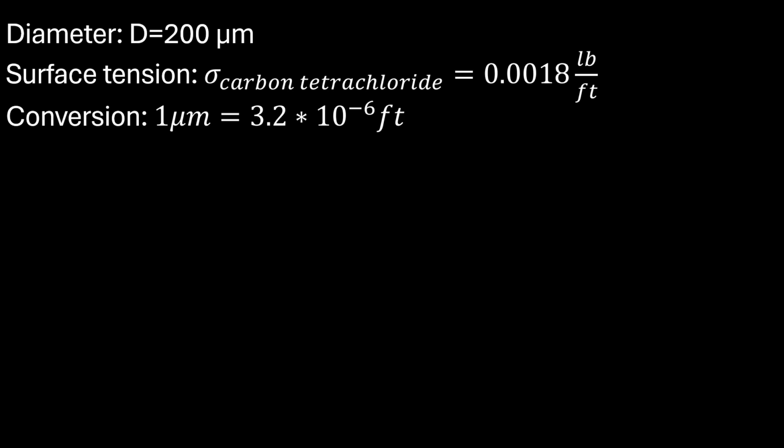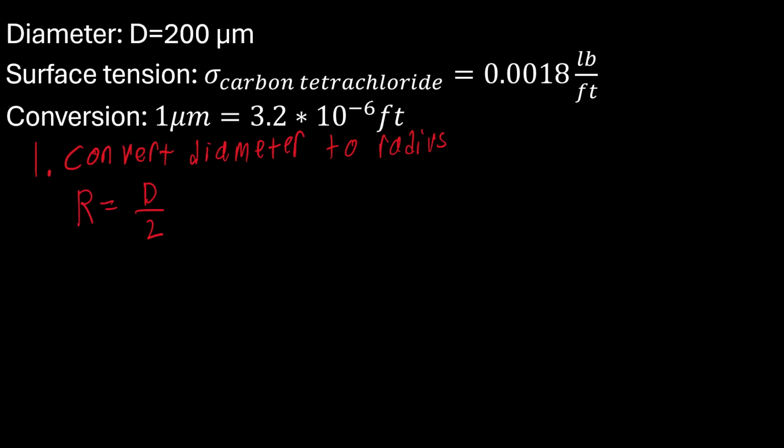So we're given a diameter, 200 micrometers, and a surface tension of carbon tetrachloride and a conversion factor. I'll begin by converting the diameter into a radius because I want to use the form of the equation that uses R instead of D. Of course, we know radius is diameter divided by 2 because radius is half diameter. When we divide 200 micrometers by 2, we get 100 micrometers.